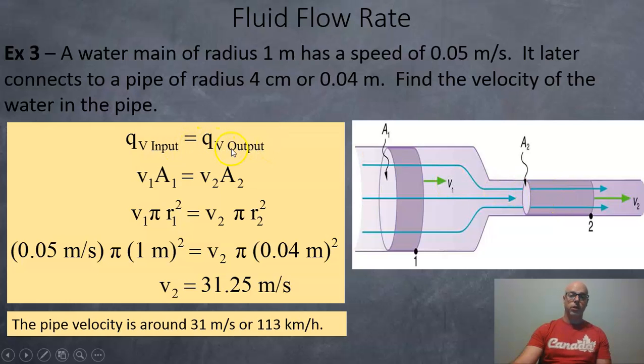So the flow rate input is equal to the flow rate output. So speed times area equals speed times area. Both of them are circles, pi r squared. And so we're going to fill it in. The first one is 0.05 meters per second, pi, 1 meter in radius squared. And on the other side we have speed 2, pi, and then 0.04 meters squared. The pi's cancel out since there's a pi on both sides, and when you do the calculation you get 31.25 meters per second, which is really fast, approximately 113 kilometers per hour.